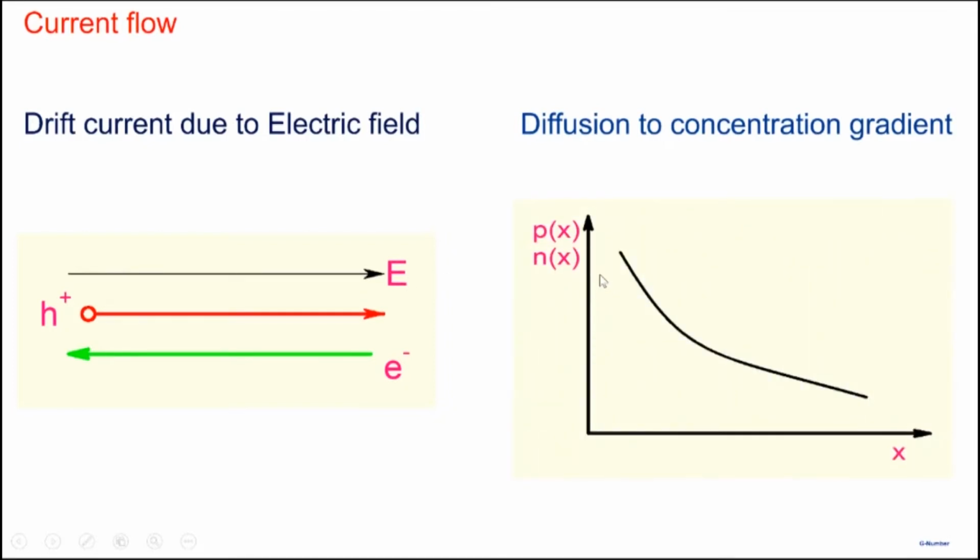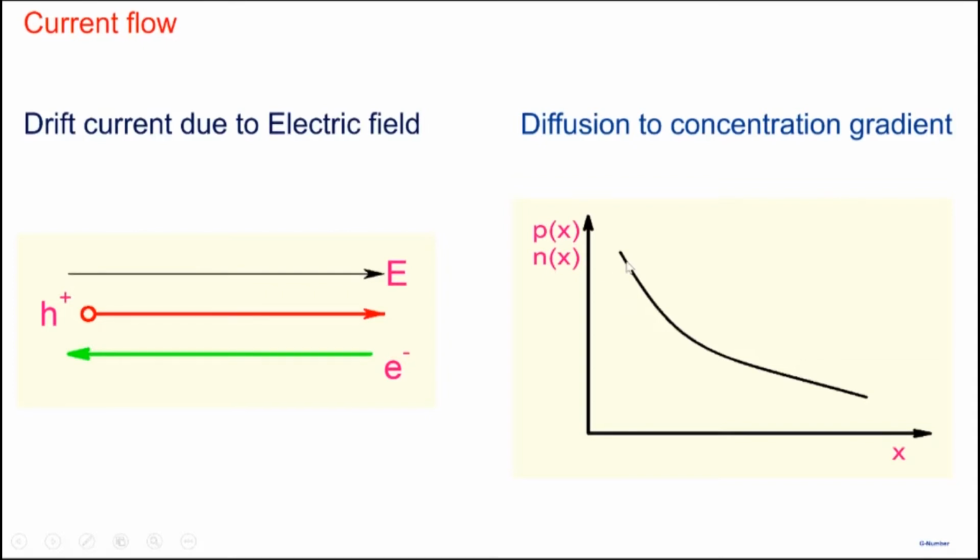Now electrons and holes can also move even though there may be no electric field, for example, if there's a concentration gradient. So p denotes the hole density as a function of x, n denotes the electron density as a function of x. Let's say the hole density goes like this, reducing with position in this particular manner. And we know diffusion: the holes will try to go from higher concentration to lower concentration. So as a result of this gradient, the holes will try to move from left to right, and any movement of charge will give rise to current.